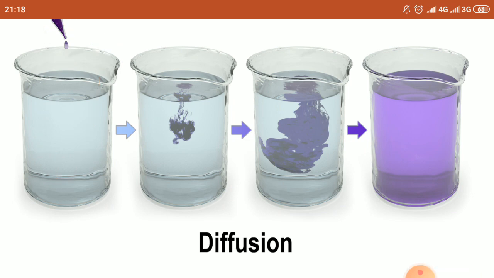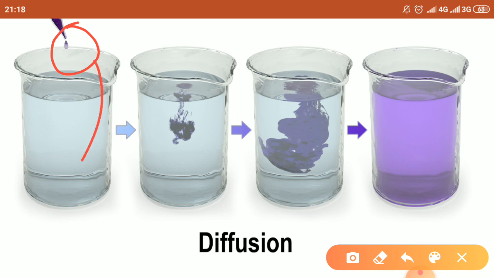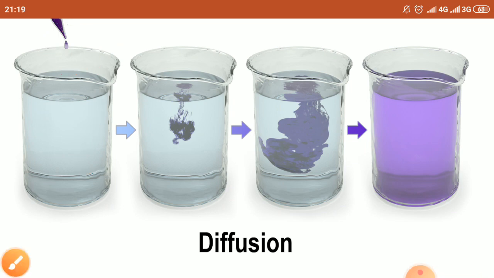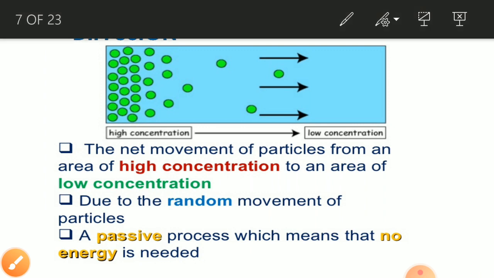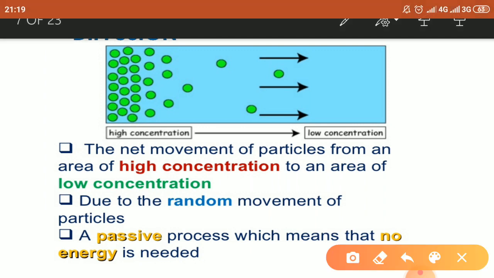This movement from the higher concentration to the lower concentration without any use of any kind of membrane in between, without any energy, this particular movement of molecules is called diffusion. Diffusion is simply movement of particles from higher concentration to the lower concentration area.